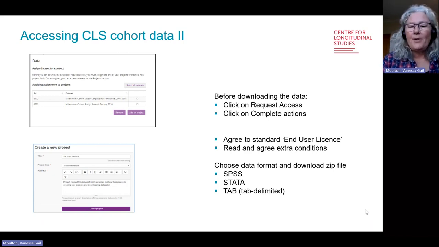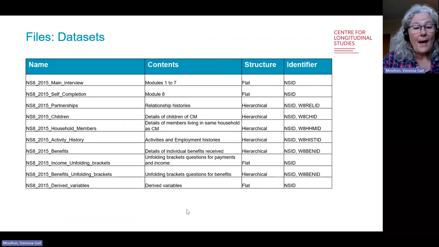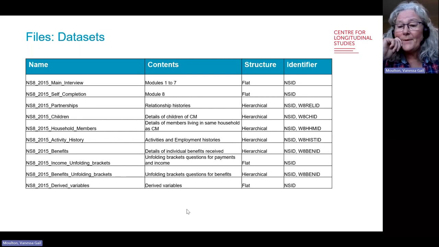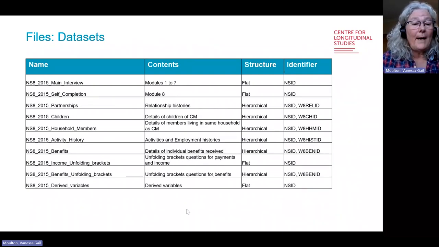If you get stuck, there's a lot of information available on the UKDS website. I would go there. So you've now downloaded your data, and this is an example of the age 25 data set for Next Steps. You'll see there are a number of different files containing a range of information. You've got your main interview, which has modules 1 to 7. You've also got additional data on things like partnerships, children, household members, employment histories. And you'll notice there's a derived variable file at the bottom, which is data that's already been constructed for you. It includes things like number of people in the household, employment status, social class, highest education to date, and total scores for various constructs that we ask about.